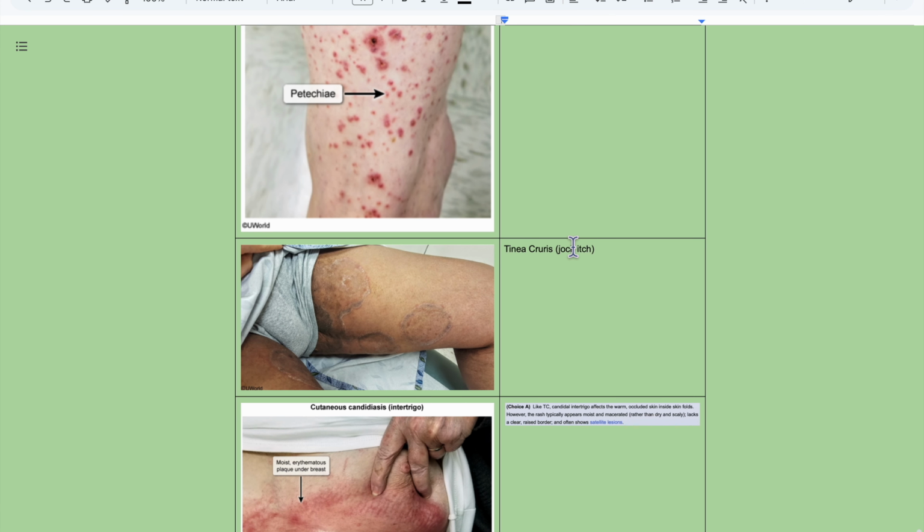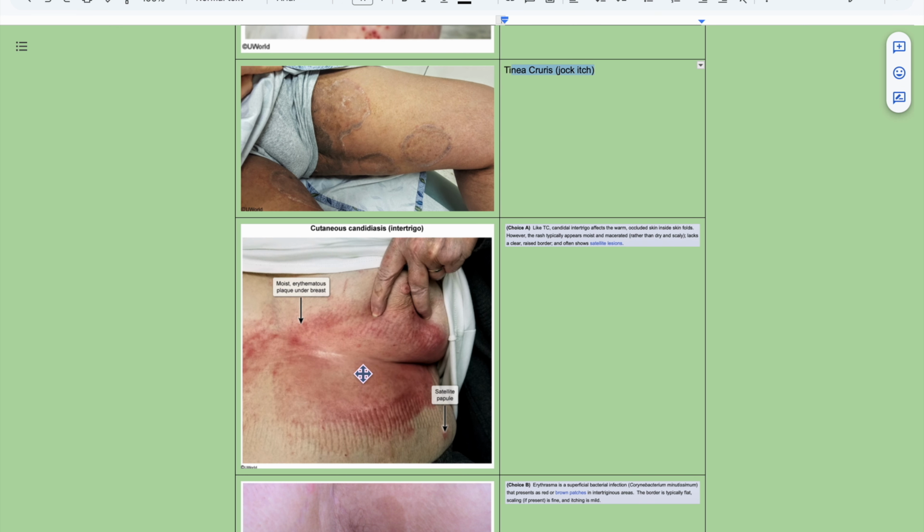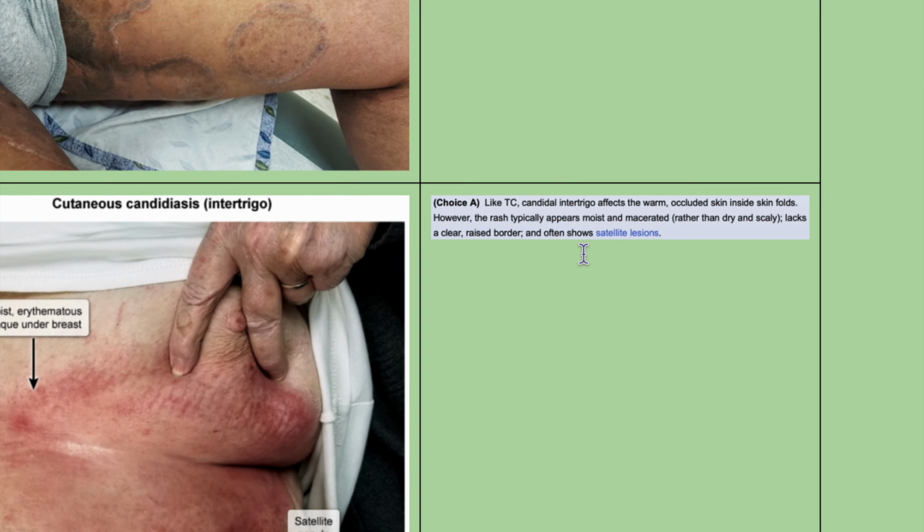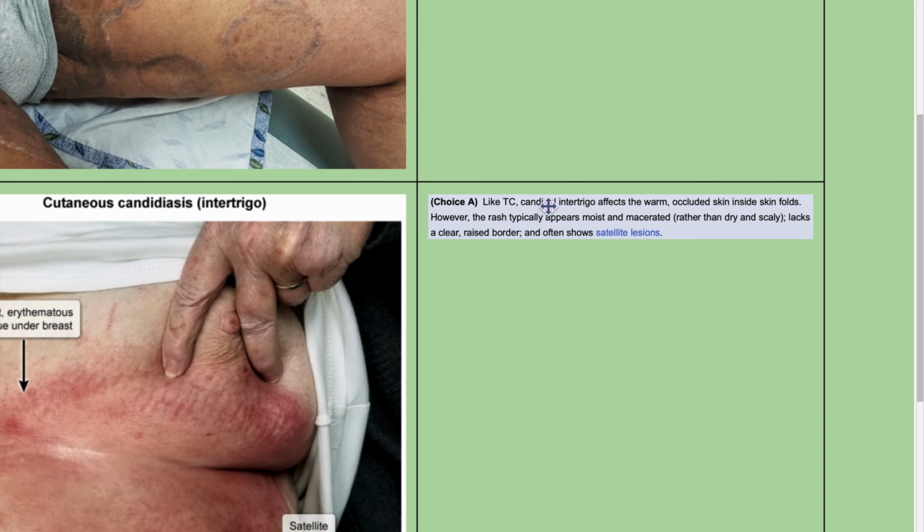Here you have tinea pedis or chalk itch, right? So like that, red. It's marginated, and you can see it looks like kind of a fungal growth. This happens because of dermatophytes as well. Cutaneous candidiasis or intertrigo, moist erythematous plaque under breast. Like Tinea corporis, I think, TC.